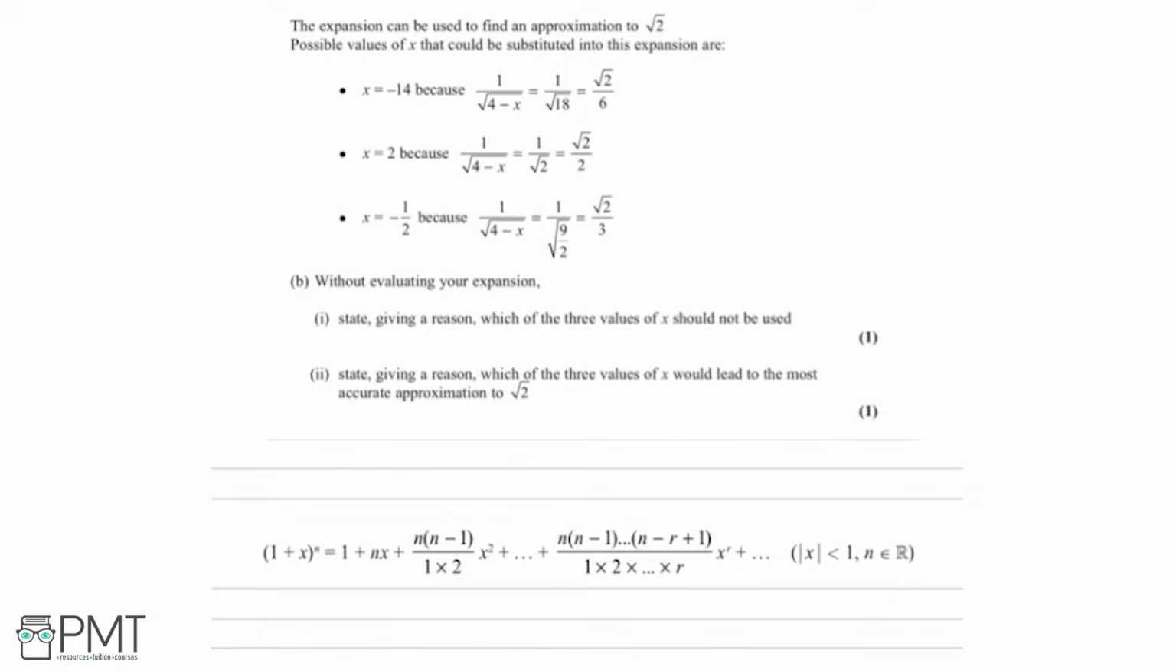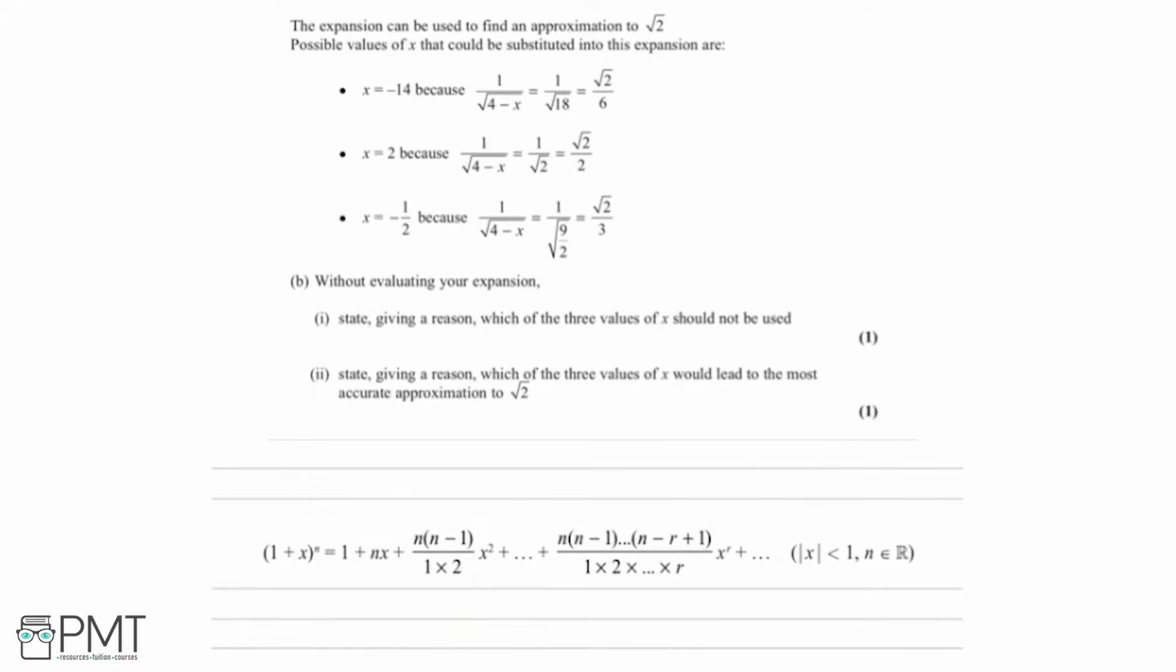So the expansion that we found in part A can be used to find an approximation to root 2. Possible values of x that could be substituted into this expansion. So they've listed out some possibilities here. And part B says, without evaluating your expansion, in part 1 we need to state giving a reason which of the 3 values of x should not be used. In part 2 we need to state giving a reason which of the 3 values would lead to the most accurate approximation of root 2.